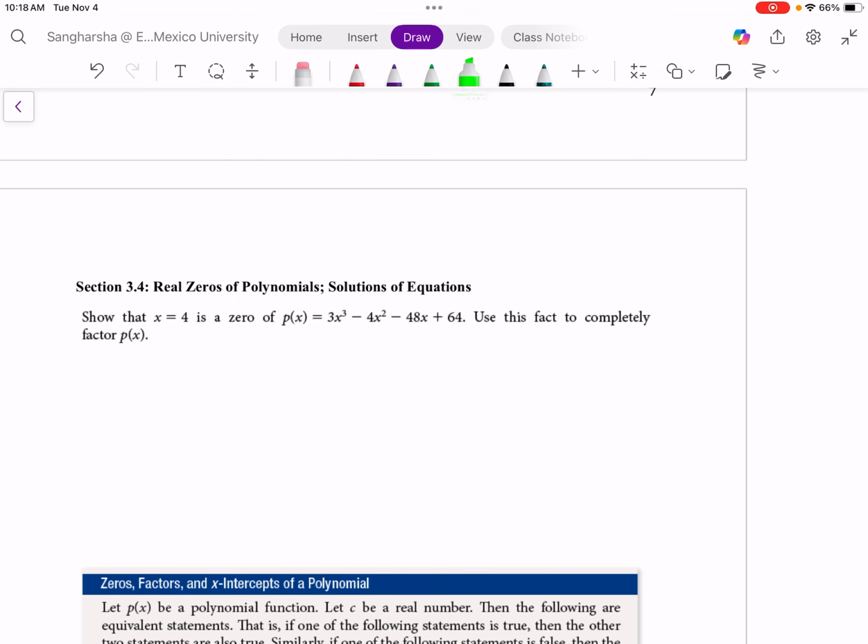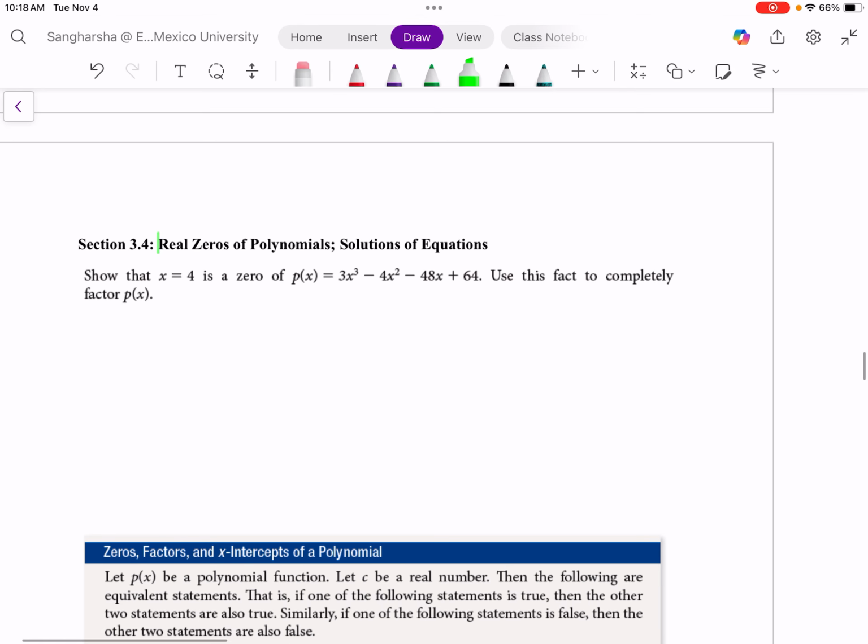So here we will be finding the real zero of a polynomial. We have to show that x equals 4 is a zero of this polynomial, and use this fact to completely factor p of x. Now we have the polynomial 3x cubed minus 4x squared minus 48x plus 64, and it's asking us to factorize. And we want to know whether x equals 4 is a zero for this polynomial or not.